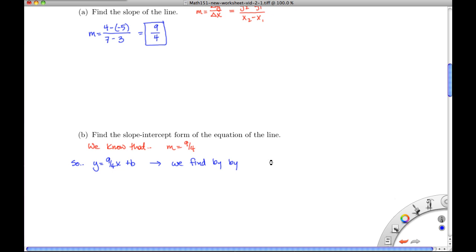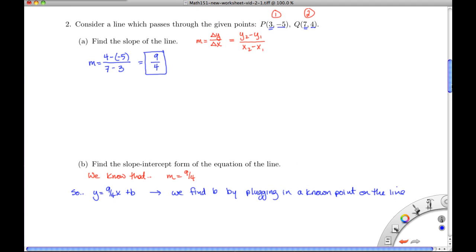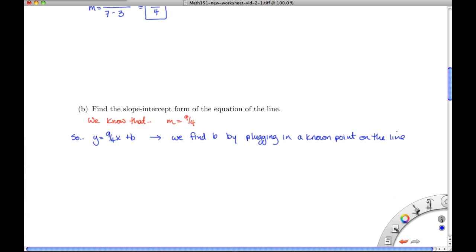Find b by plugging in a known point. And we've actually got 2 known points on the line. If you remember from up here, we've got (3, -5) and (7, 4). I'm just going to pick, for no better reason, the point (3, -5).